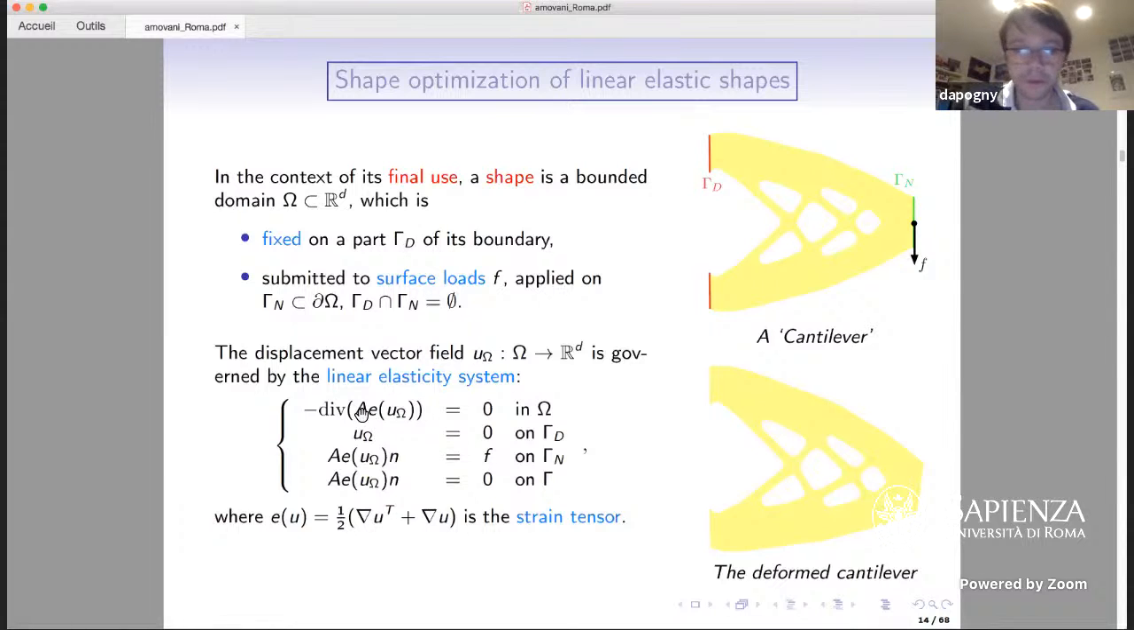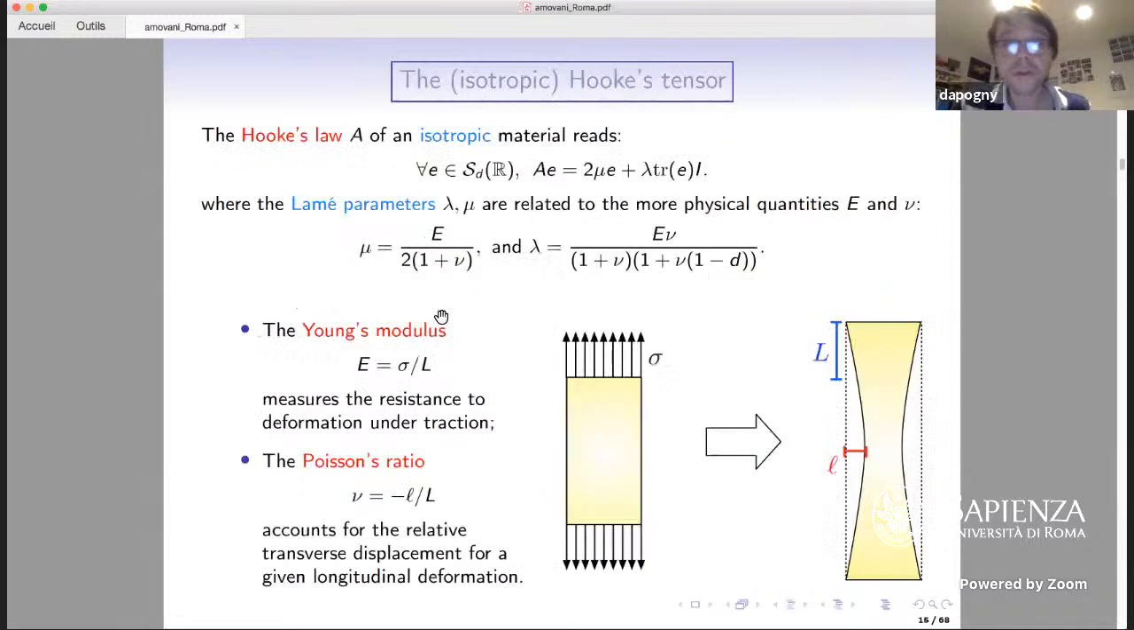In this system, the material properties are encoded in the Hooke's tensor A, which is written over here. Just a small digression about the Hooke's tensor, since it will be used in our modelings afterwards. When the material is isotropic, the Hooke's tensor reads like this, and it involves two parameters, mu and lambda, which are the Lamé parameters, which are not so much physical, but which are connected to very physical quantities that are the Young's modulus E and the Poisson's ratio nu by these formulas here.